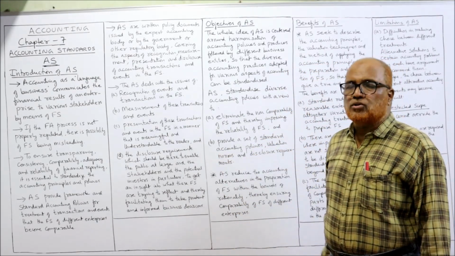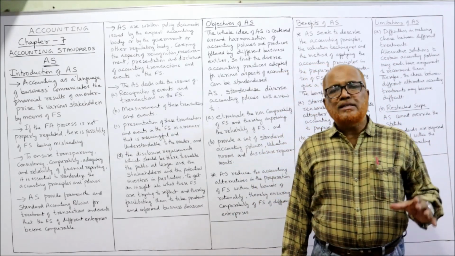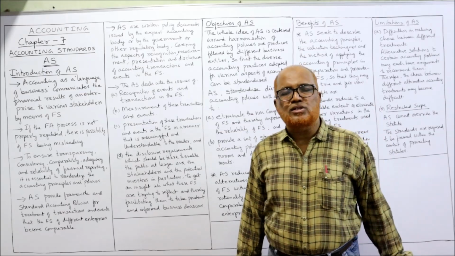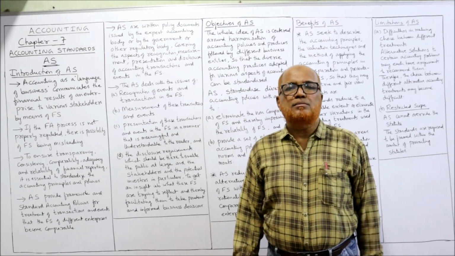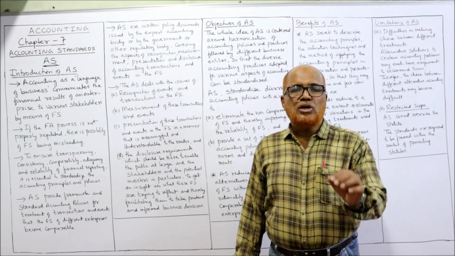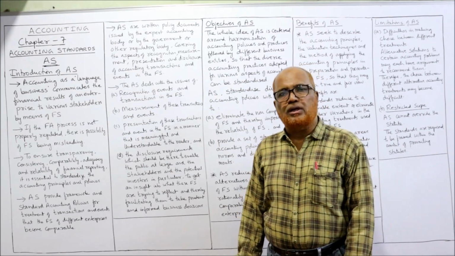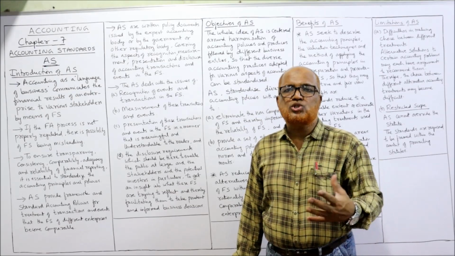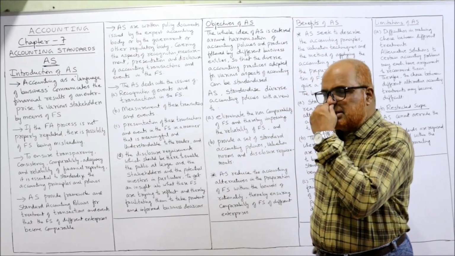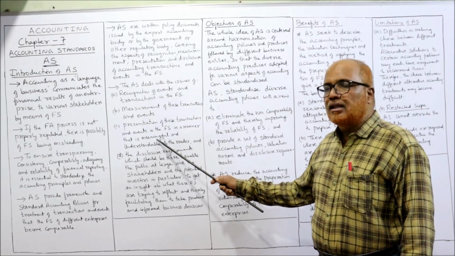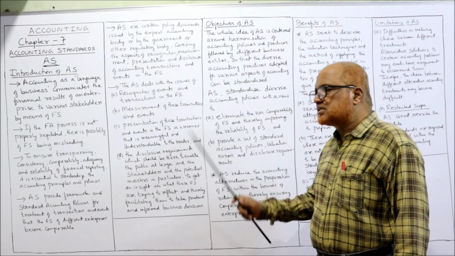Secondly, measurement of these transactions. Once we have identified which transaction is to be reported in the financial statements, the second one is measurement. Measurement is one of the essential aspects of accounting. Measuring those transactions. Third one, presentation of these transactions and events in the financial statements in a manner that is meaningful and understandable to the reader.